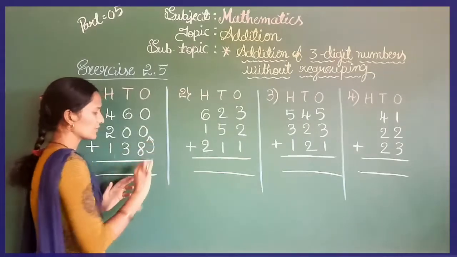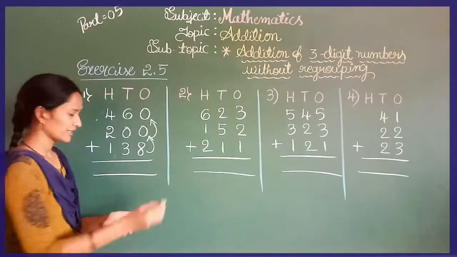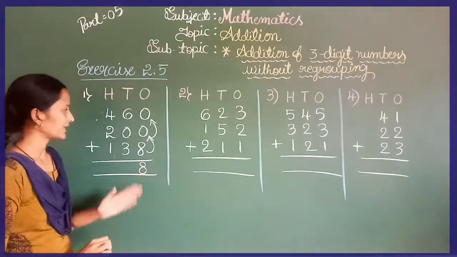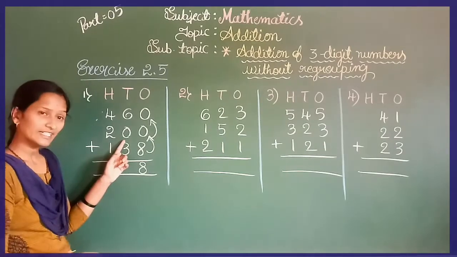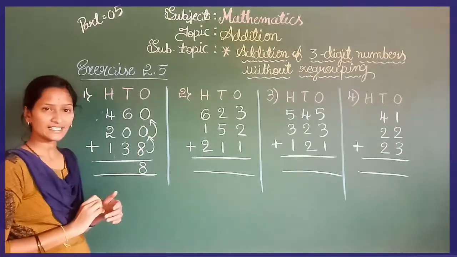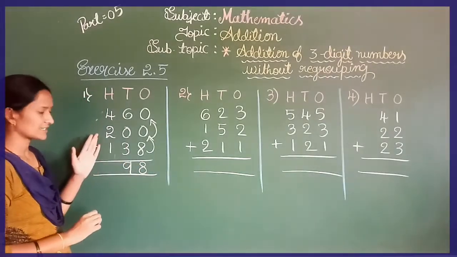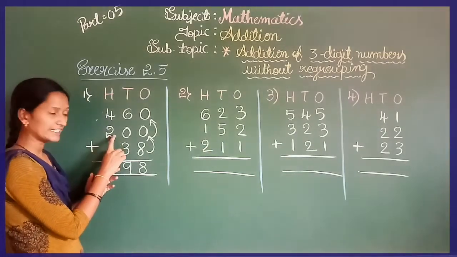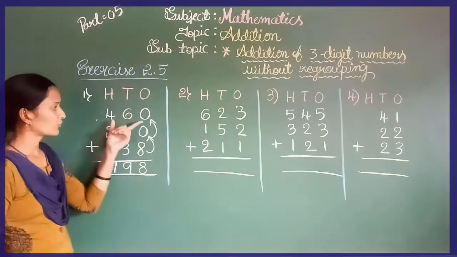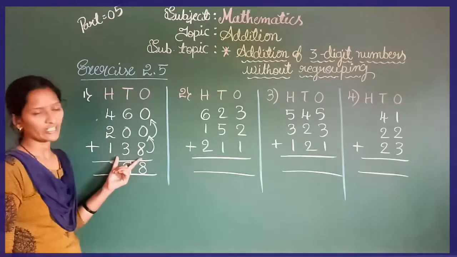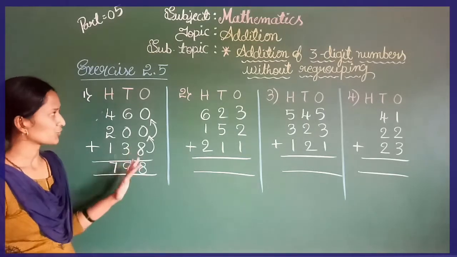8 plus 0, it is 8. Again, 8 plus 0 is 8. So write here 8. The next, come to the tens column. 3 plus 0 is 3. 3 plus 6, it is 9. So write here 9. Come to the last column, that is hundreds. 1 plus 2, it is 3. 3 plus 4, it is 7. Children, 460 plus 200 plus 138 is equal to 798.